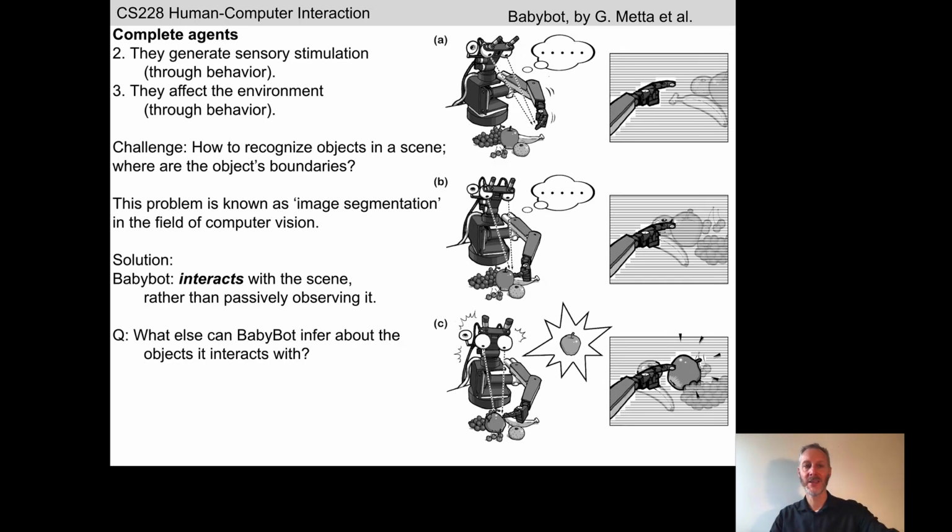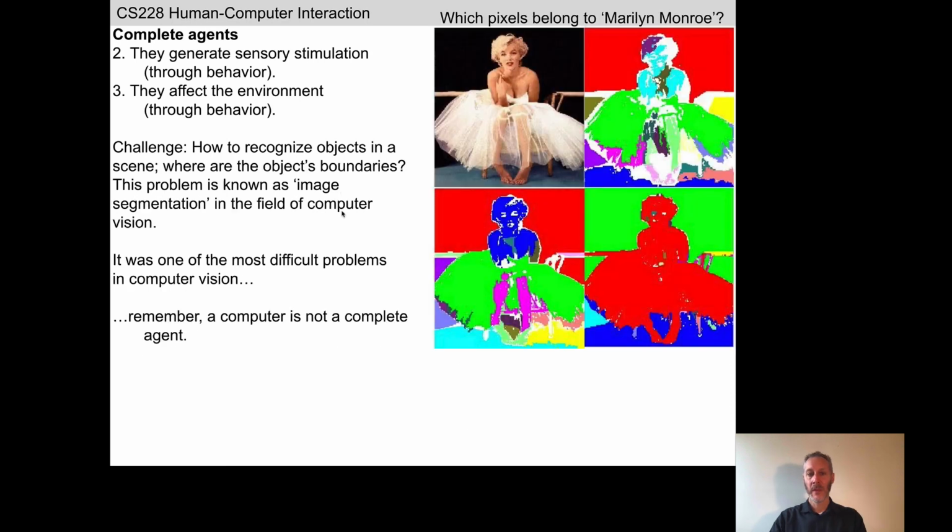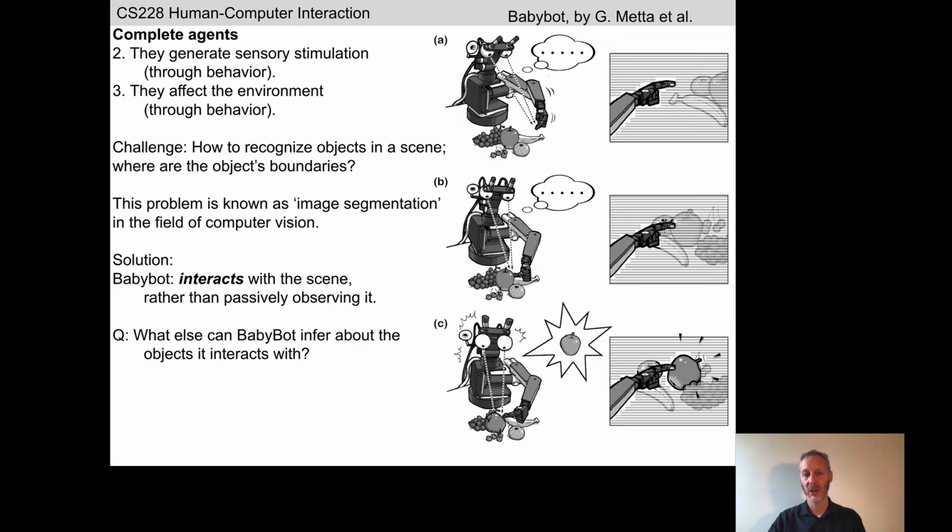Given that hypothesis, this was an idea that was actually tested using the BabyBot robot by a set of researchers in Italy and MIT. In this case, I'm going to show you an embodied approach to solving the image segmentation problem, compared to a more passive approach where we feed in millions of images to a deep neural network. Okay, so how does BabyBot work? Well, first of all, you can see that it has two eyes like we do. So BabyBot has two cameras, so it's getting a stereoscopic image.